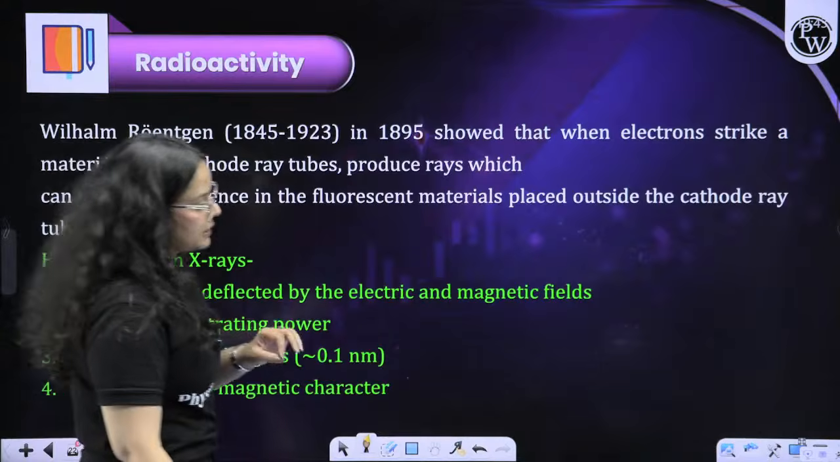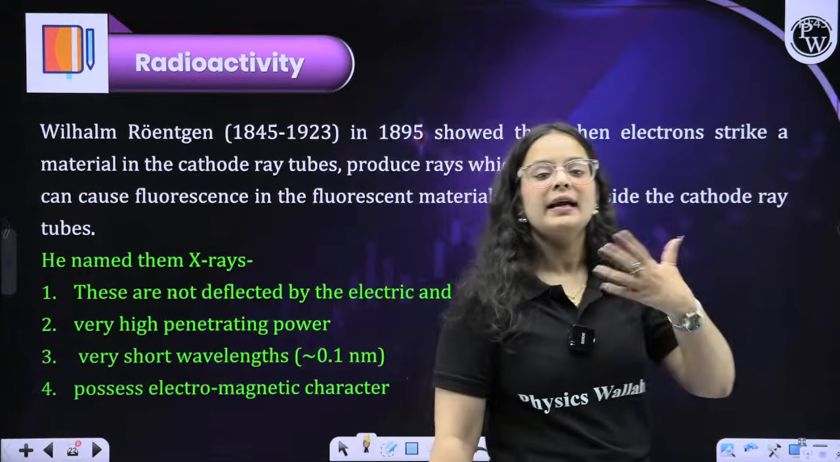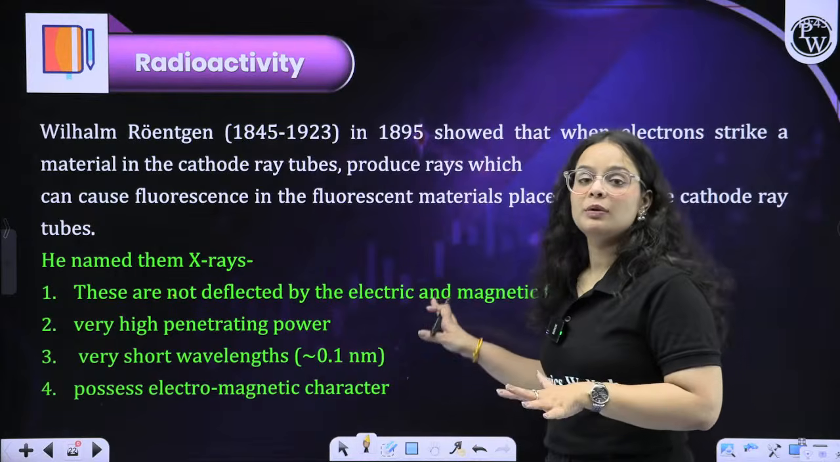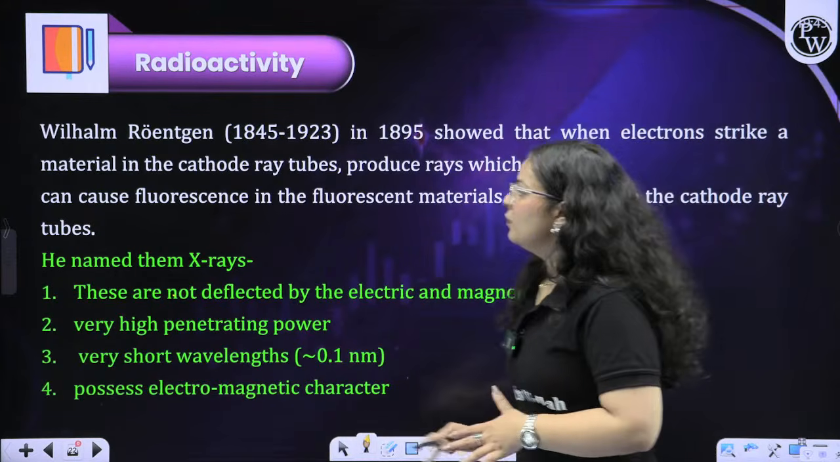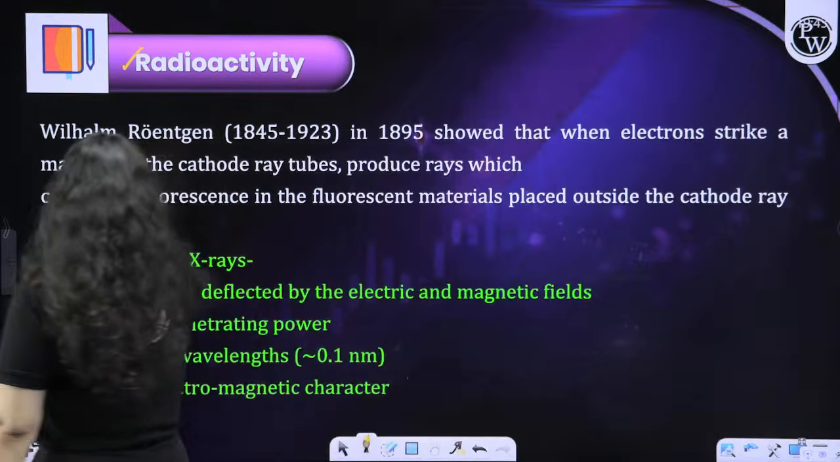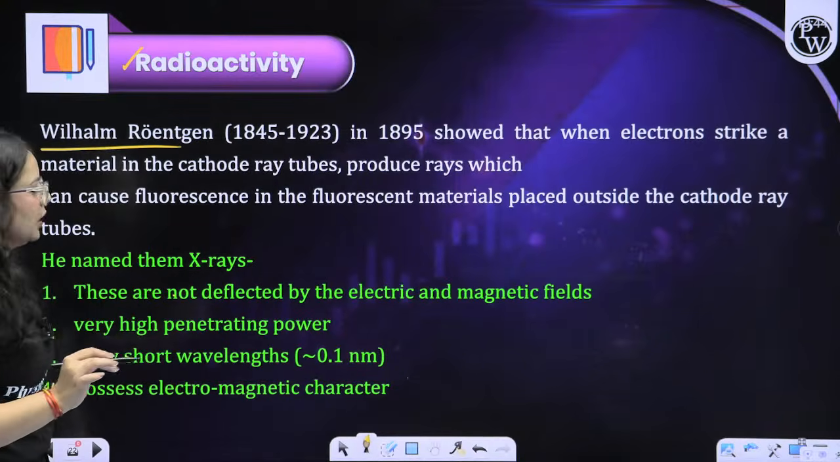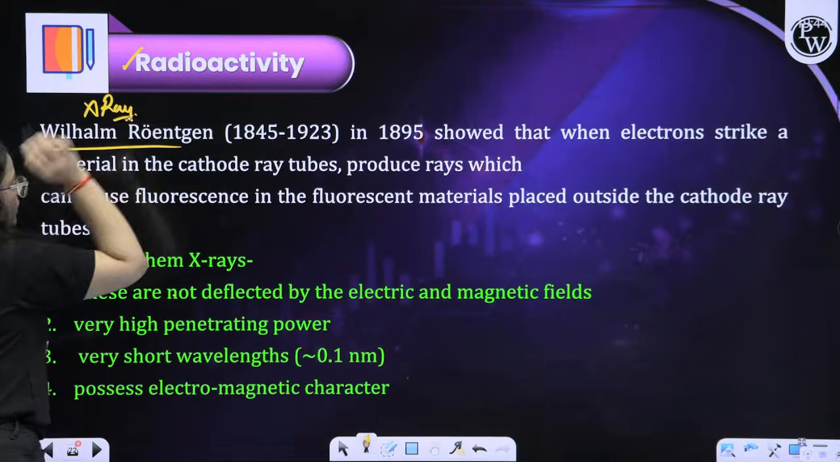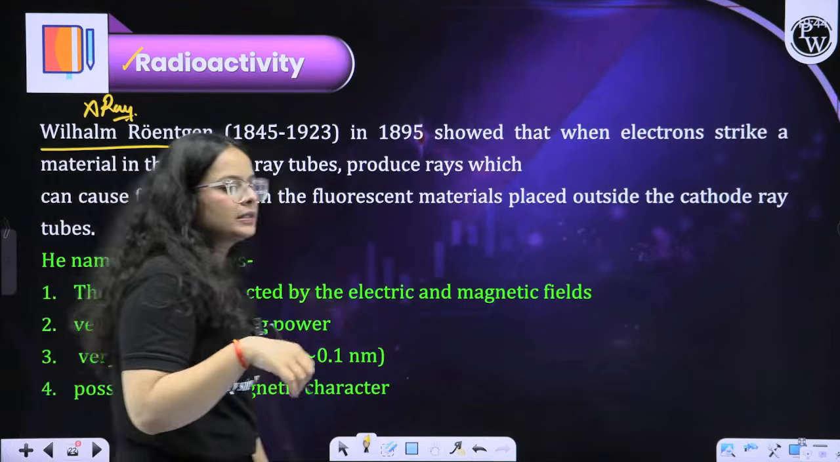Moving on to the next, because these are the theoretical portions, we are wrapping it up at a faster rate. Okay, moving on to the radioactivity concept. Before that, we are discussing the X-ray concept. What is this X-ray concept?